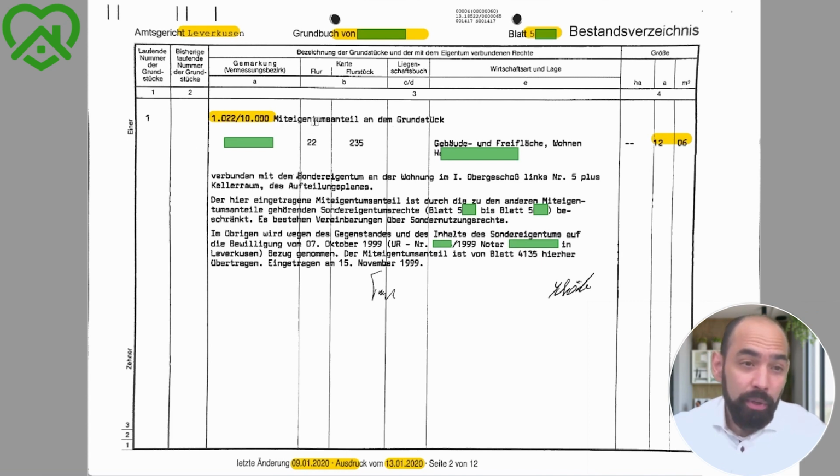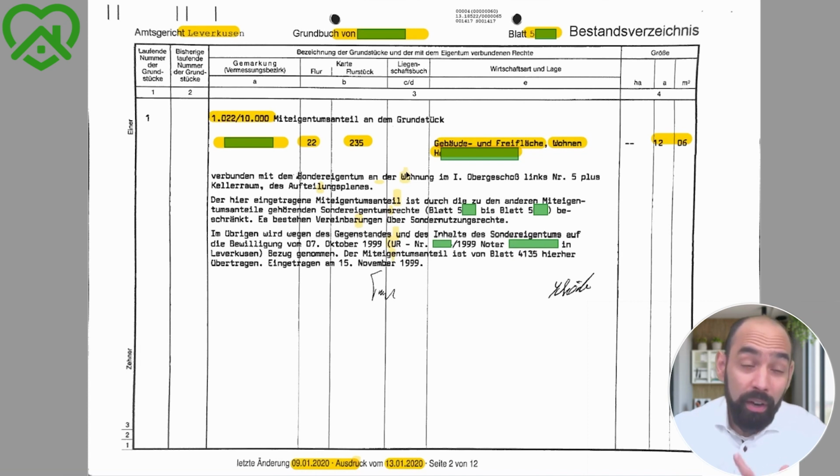Now, where is this particular plot? This here is the jurisdiction, and the plot number is 22235. So if you were to look up plot 22235 in this particular jurisdiction in Leverkusen, you would find exactly this address here. And on top of this plot there would be a property, including some free plot without a property, and this is for residential purposes.